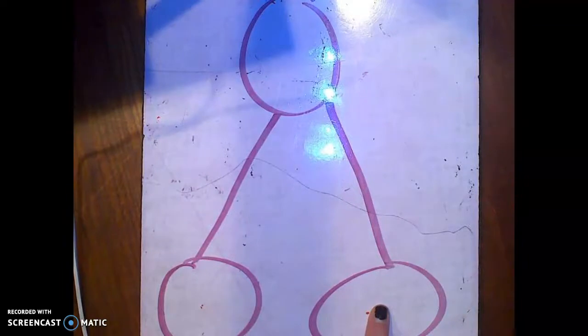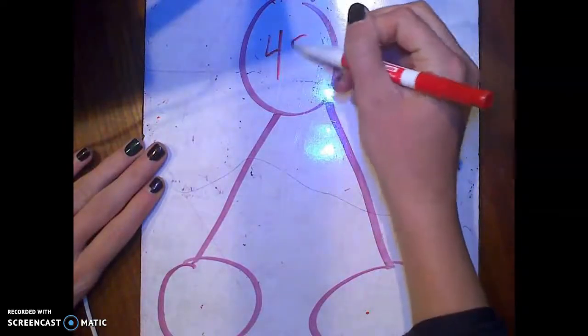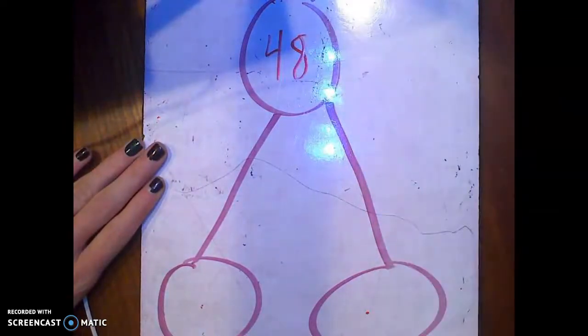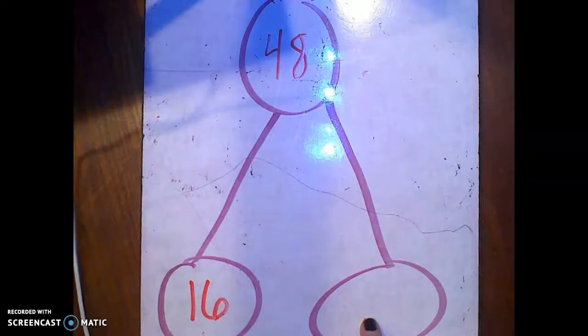Okay, so I'm going to put our first problem in our number bond, 48 and 16. Our job is to figure out what goes in our empty circle. Now you can pause the video and fill this in on your own whiteboard or a notebook or whatever you've got, just to get familiar with it.